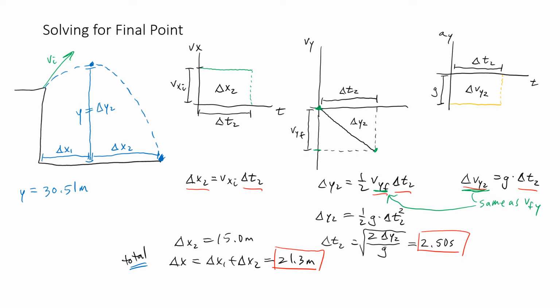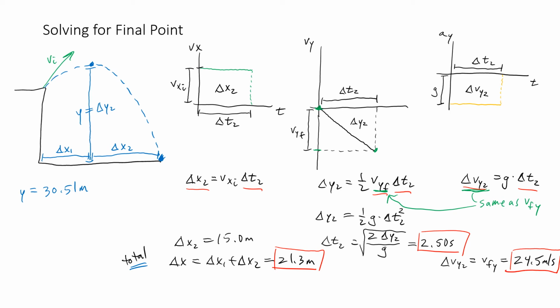If we happen to be interested in what the final velocity actually was, we could come back over here to these equations. Delta Vy2 we said was the same as Vfy. And then g and delta t2 are now known. If we plug in those numbers, then we get 24.5 meters per second as a final velocity for this.